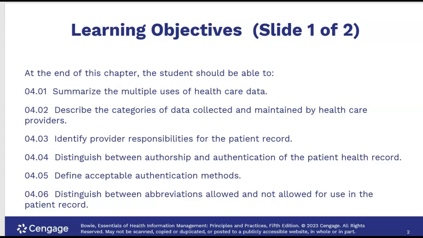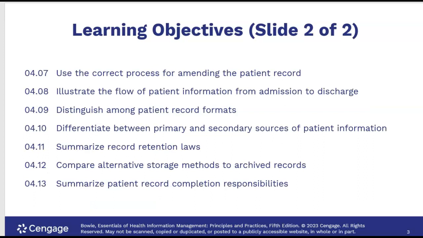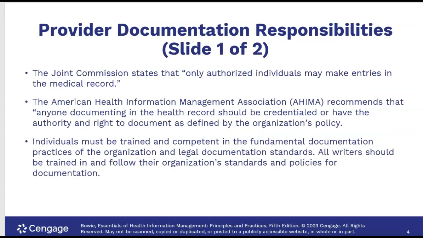Distinguish between authorship and authentication of the patient health record, define acceptable authentication methods, and then we're going to be able to distinguish between abbreviations allowed and not allowed in the patient record. We're going to be able to use the correct process for when you have to amend it, illustrate the flow of patient information from admission to discharge, distinguish among patient record formats. We're also going to look at primary and secondary sources, summarize record retention, alternate storage methods, and patient record completion.